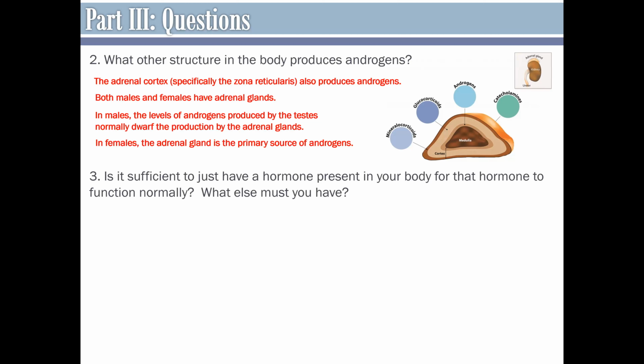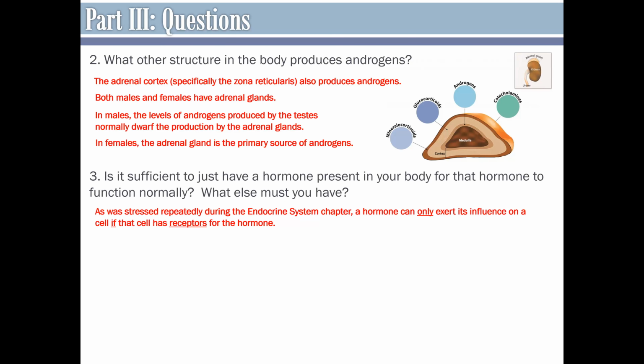Number 3, is it sufficient to just have a hormone present in your body for that hormone to function normally? What else must you have? As was stressed repeatedly during the endocrine system chapter at the beginning of the semester, a hormone can only exert its influence on a cell if that cell has receptors for that hormone.